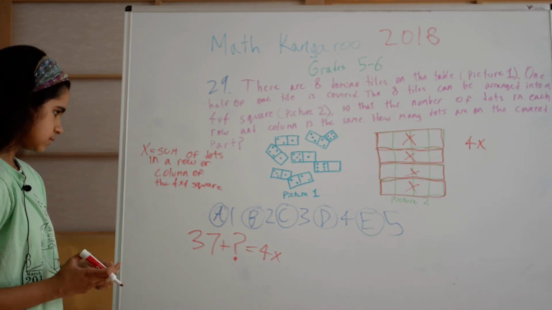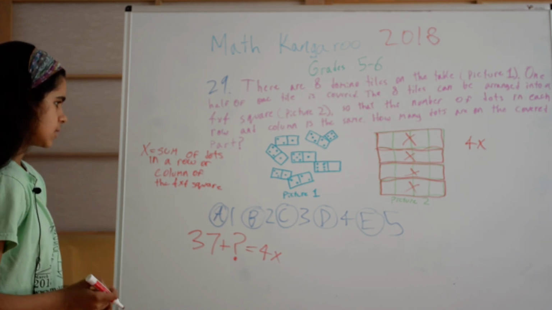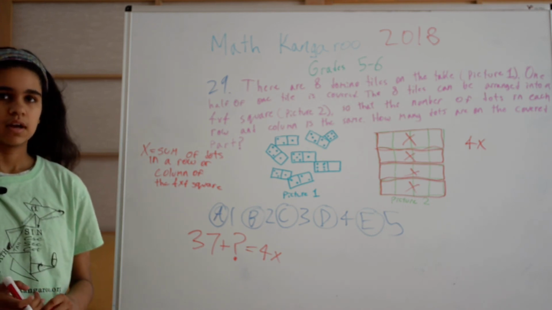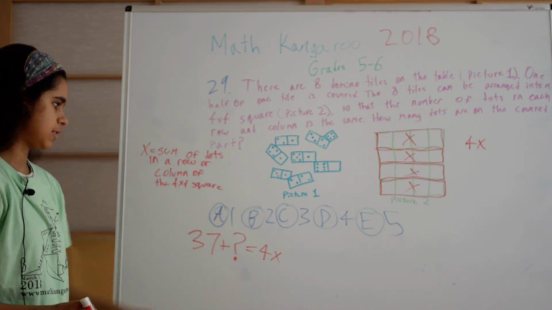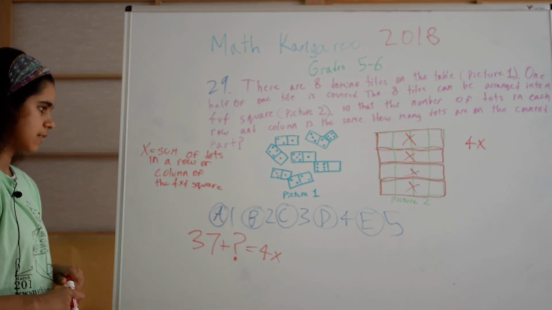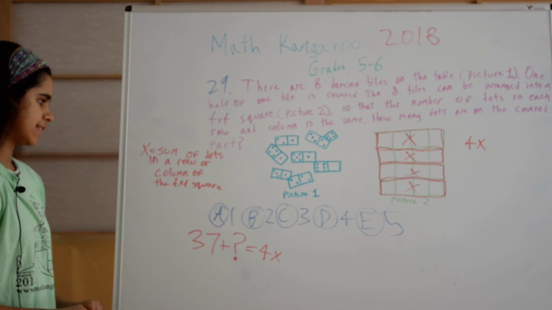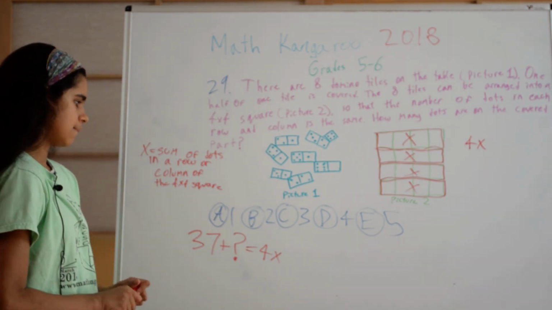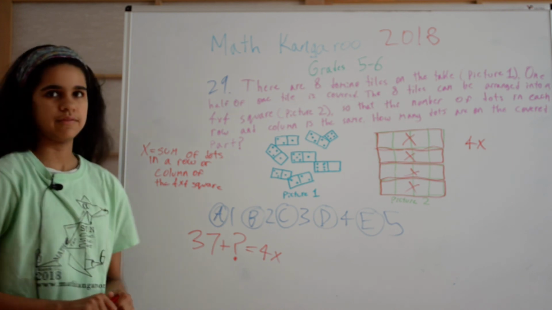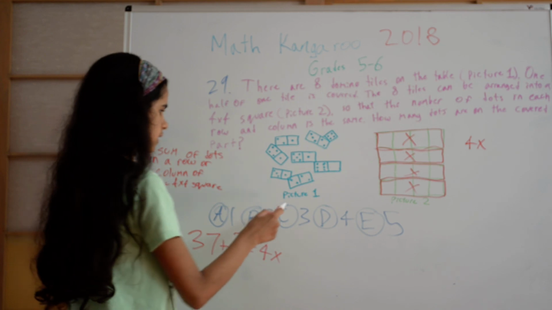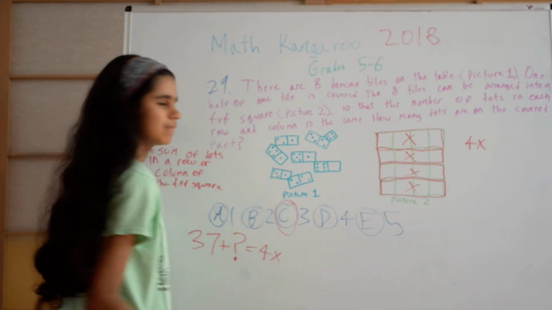And if we look at the answer choices, there is only one option, and that is for question mark to be 3. Because if question mark is 3, 37 plus 3 gives 40, which is a multiple of 4. But for 1, 2, 4, 5, we wouldn't get a multiple of 4 when we added that. And so the answer is C, 3. Thank you.